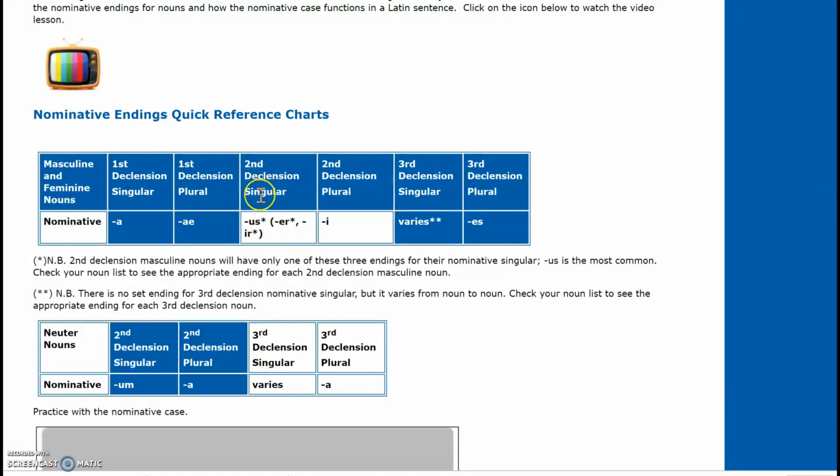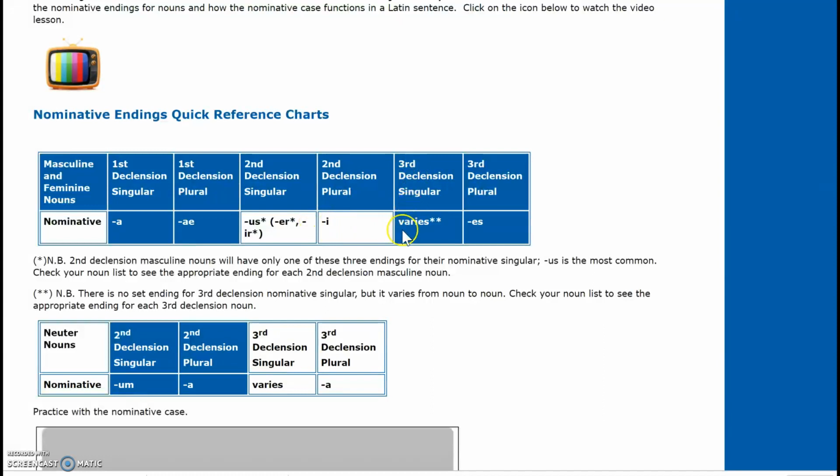Second declension singular nominative form can end in US, and most of them do, but there are some that end in either ER or IR. So once again, US is the most common, and ER or IR, there are a few that end in that. Second declension plural will end in the letter I, and once again, you should already recognize that form as looking like the genitive singular as well. So notice that this form looks like the genitive singular for the first declension. This one looks like the genitive singular for the second declension.